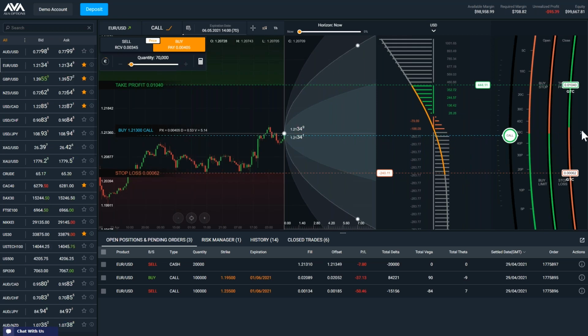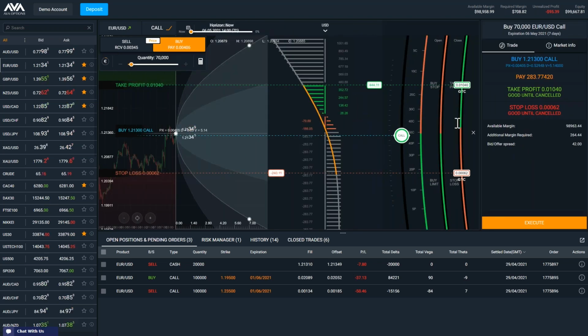That's options trading. If I actually want to do this trade, I'll click to execute. So I'm buying an option with a take profit and a stop loss. I click execute, and it's going to show up in our open positions with the take profit and stop loss in blue. The trade is done.